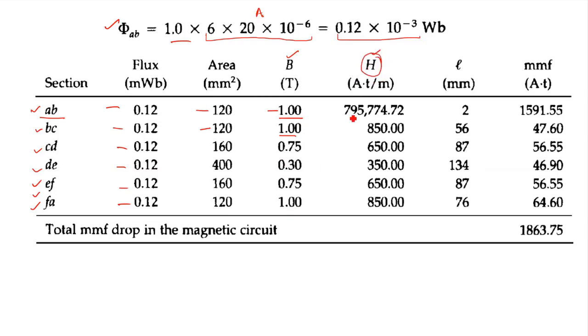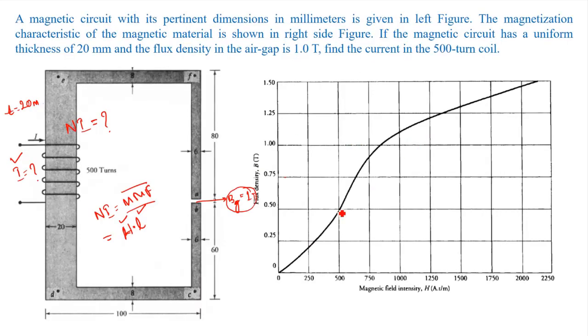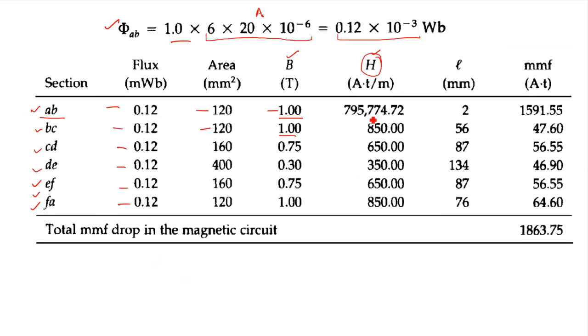So H can be found from the magnetization curve, right? Suppose for the air gap I want to find H, the magnetic field intensity. Okay, sorry, for air we don't need to follow the magnetization curve because the magnetization curve is for the ferromagnetic material. So for air I can directly write H equal to B by mu, where for air mu is equal to mu naught. So just by substituting mu naught I can find H for air. This is the formula applicable for the air gap.